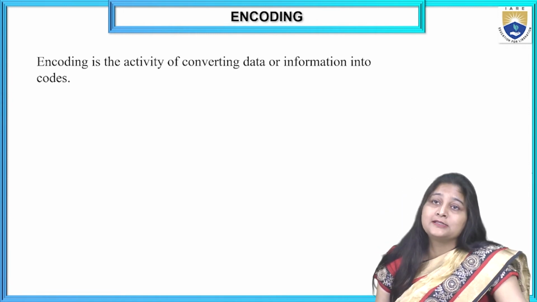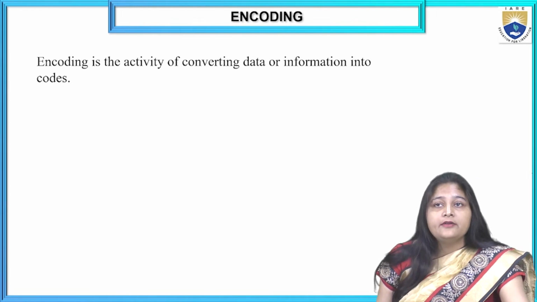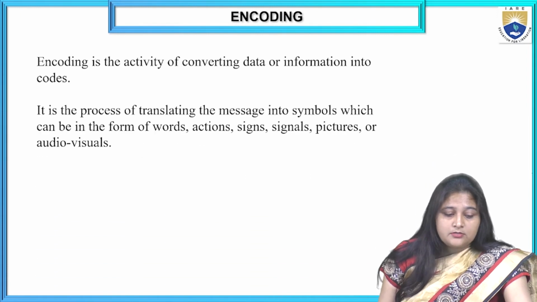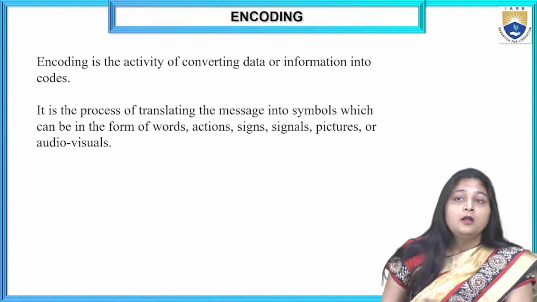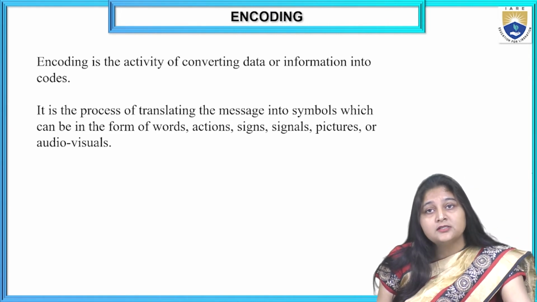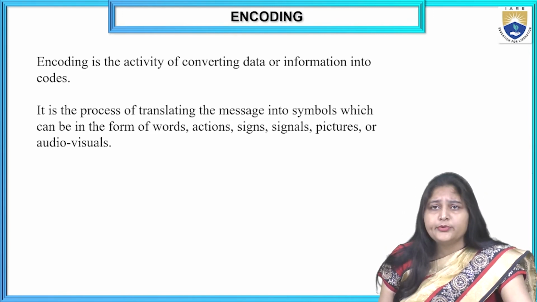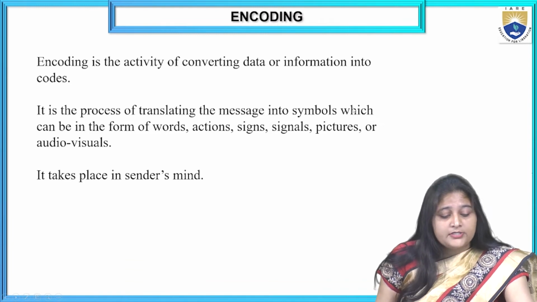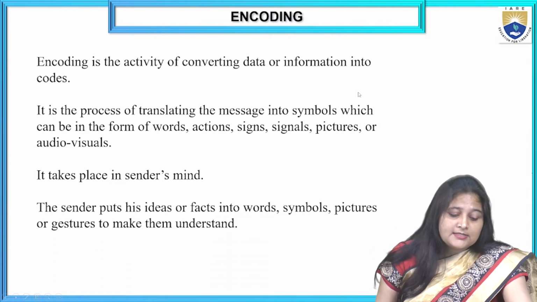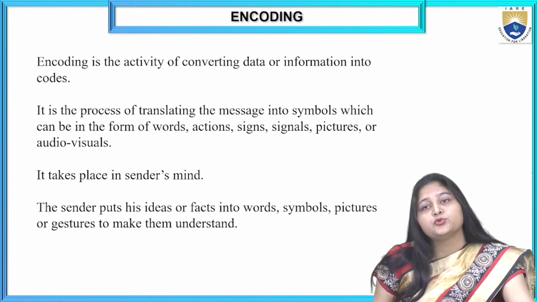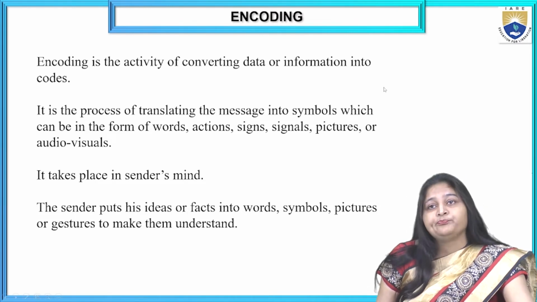The next step involved is encoding. Encoding is the activity of converting data or information into codes. It is the process of translation of a message into symbols, which can be in the form of words, actions, signs, signals, pictures, or audiovisual aids, anything. Where does it take place? Naturally, it takes place in the sender's mind. The sender puts his idea or facts into words, symbols, pictures, gestures to make them understood.